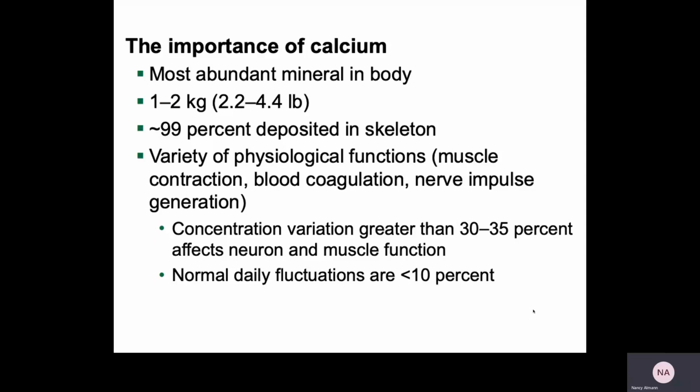And if you have concentration variation that is greater than about 30 to 35%, you will start to have problems with your neurons, and you will start to have problems with your muscles. And normal daily fluctuations are about 10%, a little less than 10%.